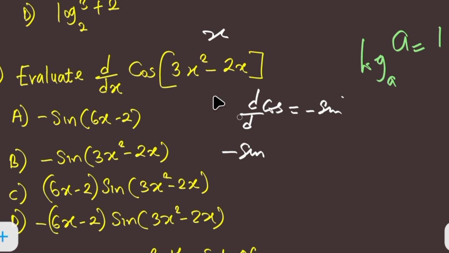So instead of writing x now, I'll replace this thing back: 3x squared minus 2x.